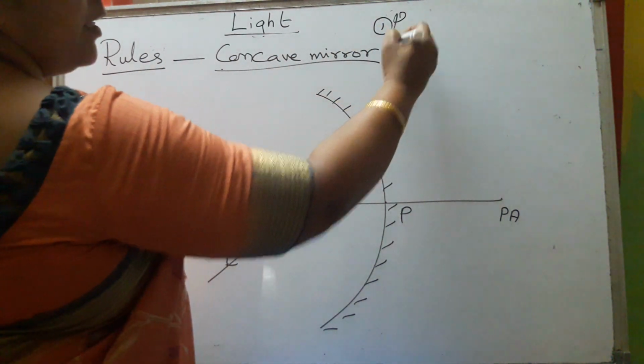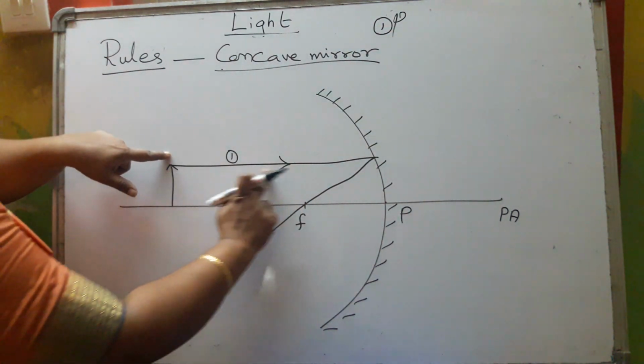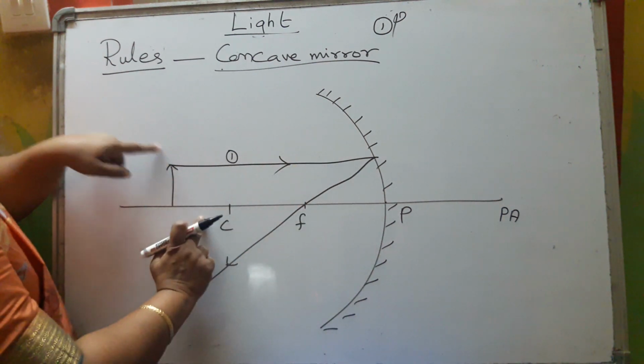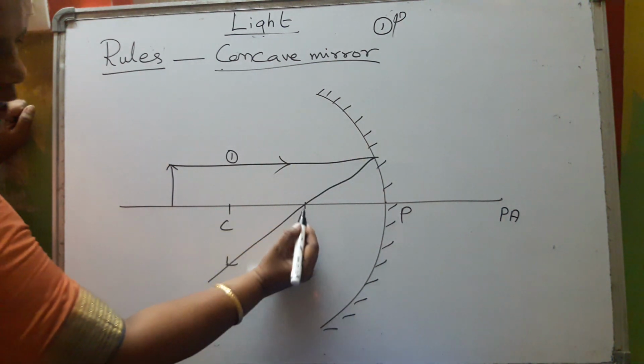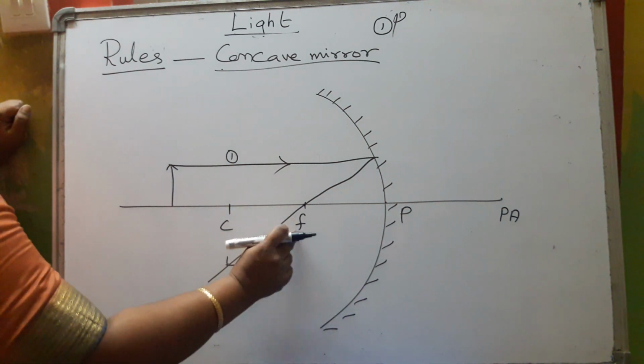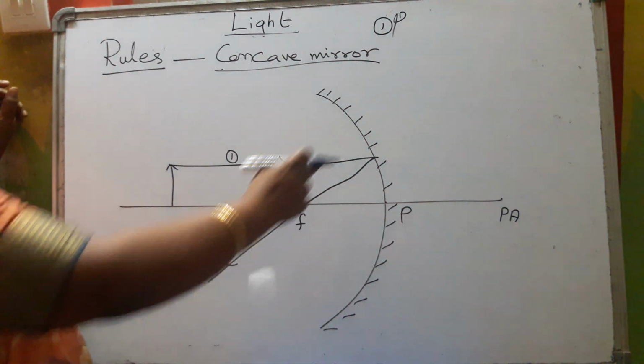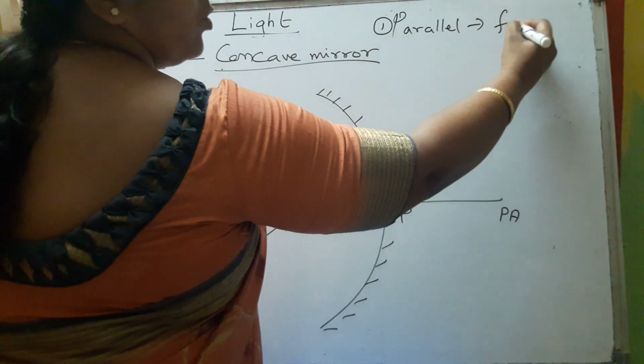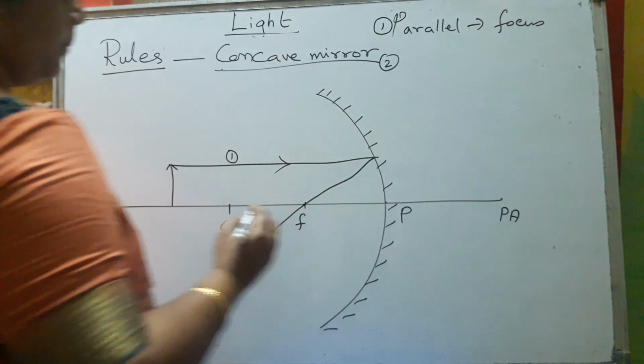I repeat, rays of light moving parallel to the principal axis. This is the principal axis. When it goes parallel to the principal axis, the reflected ray has to pass through a point on the principal axis, and that point is called focus. So if it is parallel, it has to pass through focus.